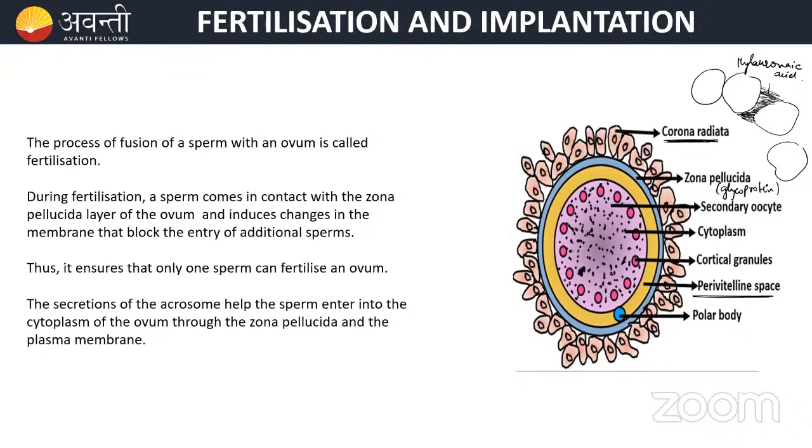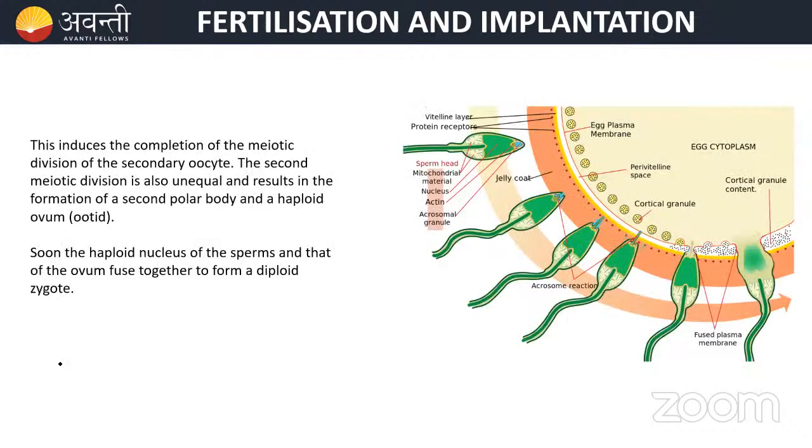Now, inner to the plasma membrane of the secondary oocyte, there are cortical granules, which are present in the cytoplasm of the secondary oocyte. Now, when the sperm comes in contact with the secondary oocyte, the sperm has to penetrate or pass through three barriers.